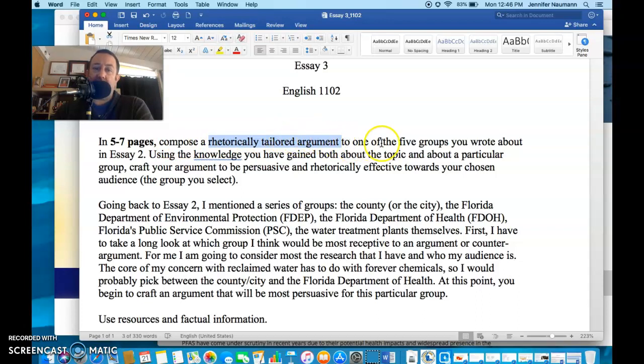Compose a rhetorically tailored argument to one of the 5 groups you wrote about in Essay 2, right? So you're going to choose one group, and compose an argument specifically to that group. Using the knowledge you've gained, both about the topic and about this particular group, you want to craft the argument to be persuasive and rhetorically effective. Those are really, in a nutshell, the requirements. So you pick a group. That group has to be one that you wrote about in Essay 2, and then you're going to write a persuasive and rhetorically effective argument to that audience.